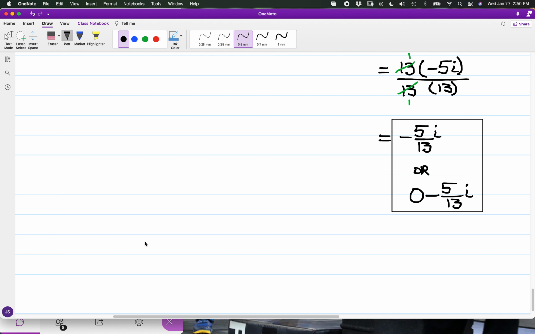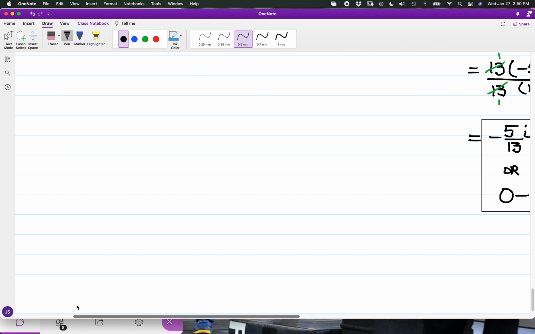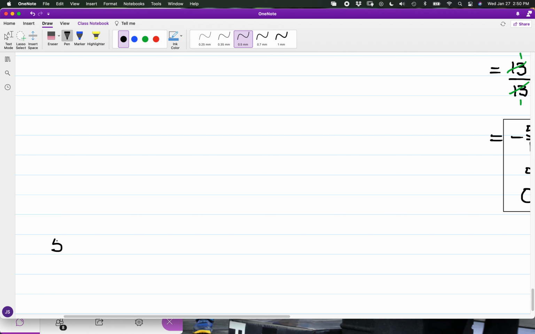All right, now for 6 over 7i, a different number in the numerator and denominator, but the nature of the problem is the same: you still have a single i term in the denominator, and that 7 is going to be used repeatedly. Now for 7i in the denominator, the conjugate would be negative 7i.